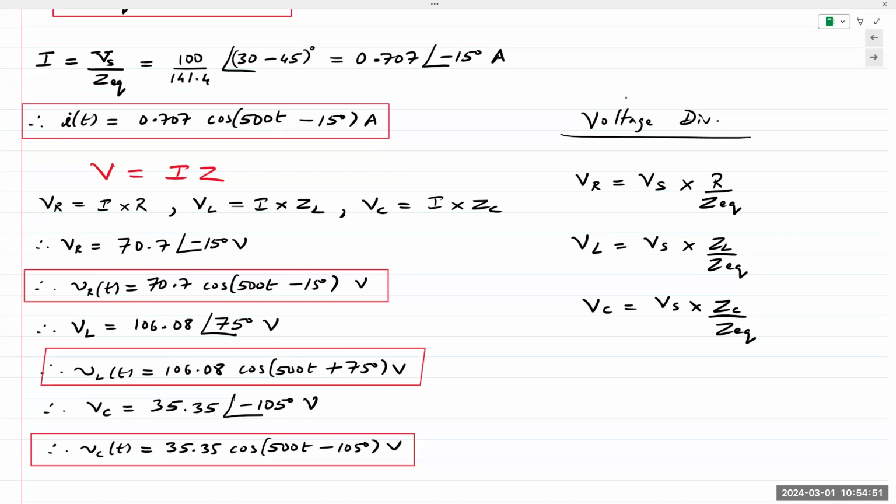All right, questions. There is one more thing remaining, which is the phasor diagram. We have time to get through that, but questions?